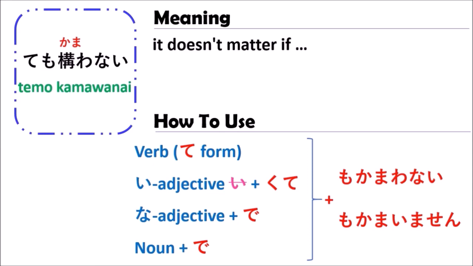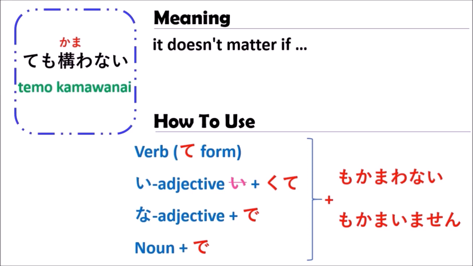And for the i-adjective, you should cut out the i and change to kute. For na-adjectives and nouns, you follow by de. After that, you follow or end by mo kamawanai or mo kamaimasen.